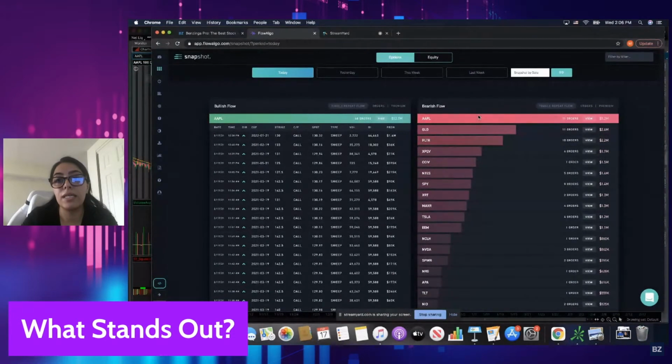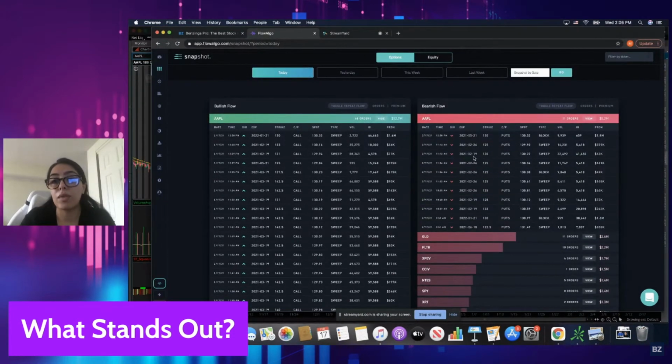On the opposite side, if we see the bearish put sweeps here, you can see that there are some bigger sweeps towards May and the end of the year or next year. Usually when I see things like this, it's most likely, obviously you don't know for sure, but I'm assuming that it's most likely a hedge when you see big orders like this.